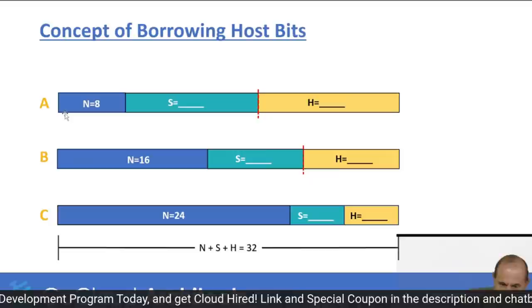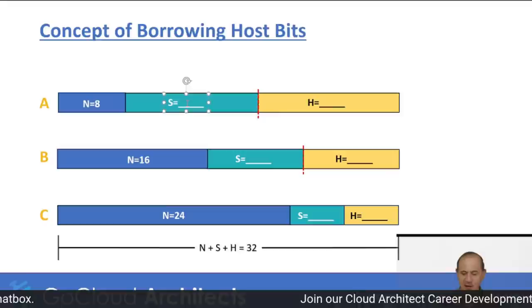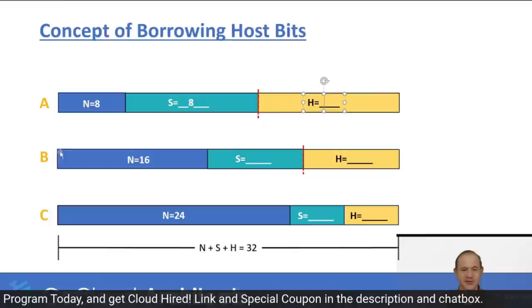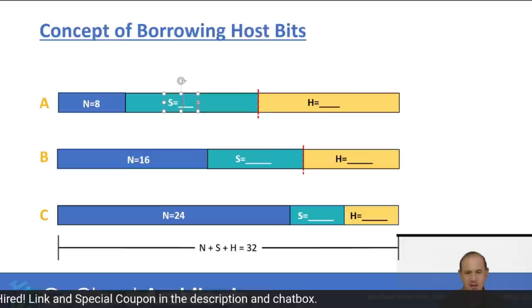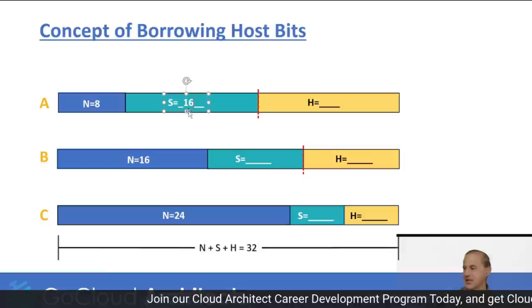But what if we borrow some of those host bits to create additional network? If we borrow 8 bits here, we have 16 host bits, because in total we have 32: 4 octets, each one 8 bits long. If we decided to do it a little differently, if we took 16 bits for the network here, 16 plus 8 is 24. What's 32 minus 24? It would be 8. So all we're doing with subnetting is taking bits from the host and giving them to create more networks.